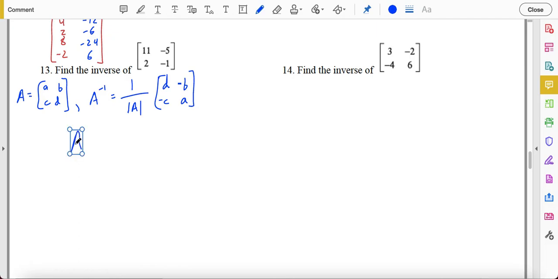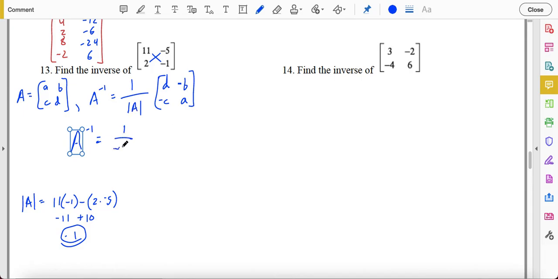So A inverse equals, well, we need to know the determinant. So let's find the determinant of A. Remember, determinant is 11 times negative 1 minus 2 times negative 5. We do that cross product. It's negative 11 plus 10, so that's negative 1. It's a nice clean number for us to use, which is nice.